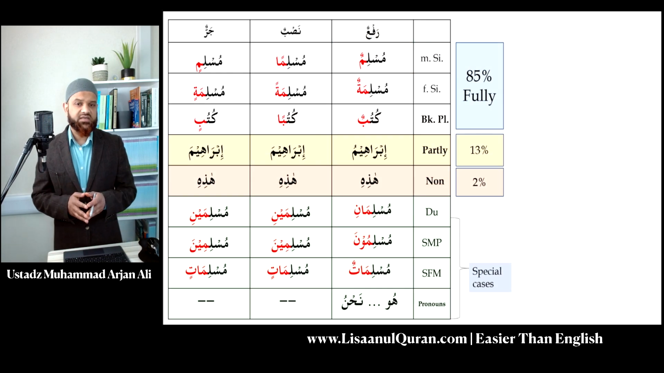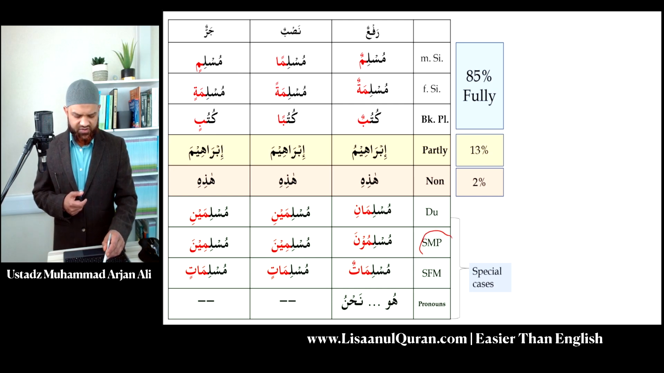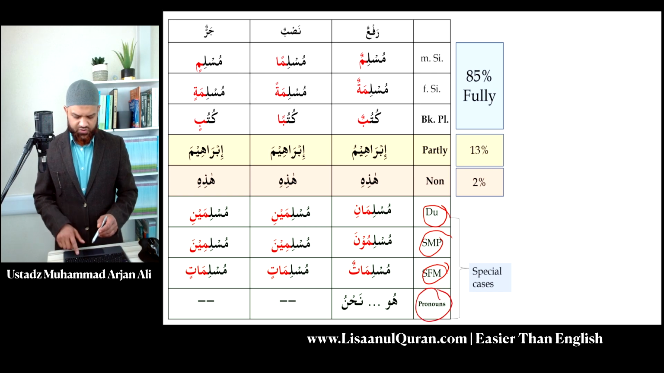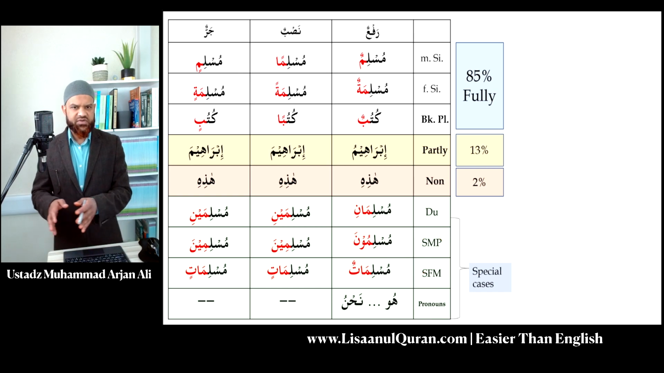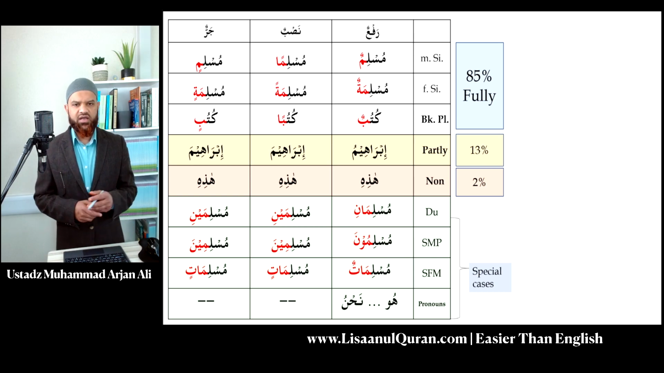Take a close look at this table. Here I've summarized for you all the different types of declension we've seen so far in our studies. Again, I remind you at the bottom we have our dual, the sound masculine plural, and the sound feminine plural. Now these are, I'm calling them special cases along with pronouns because they're set for a particular category. And we'll be adding to this list as we go deeper into the language, inshallah ta'ala.